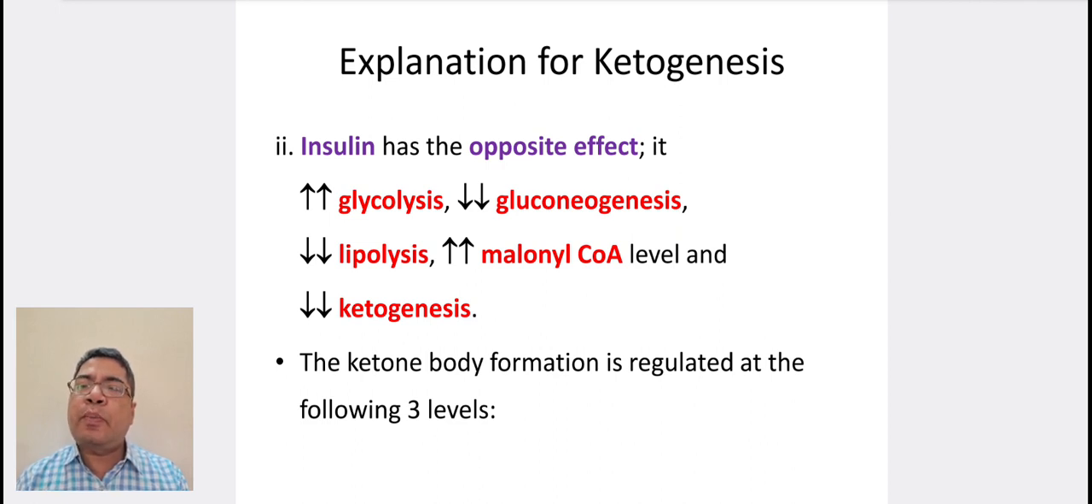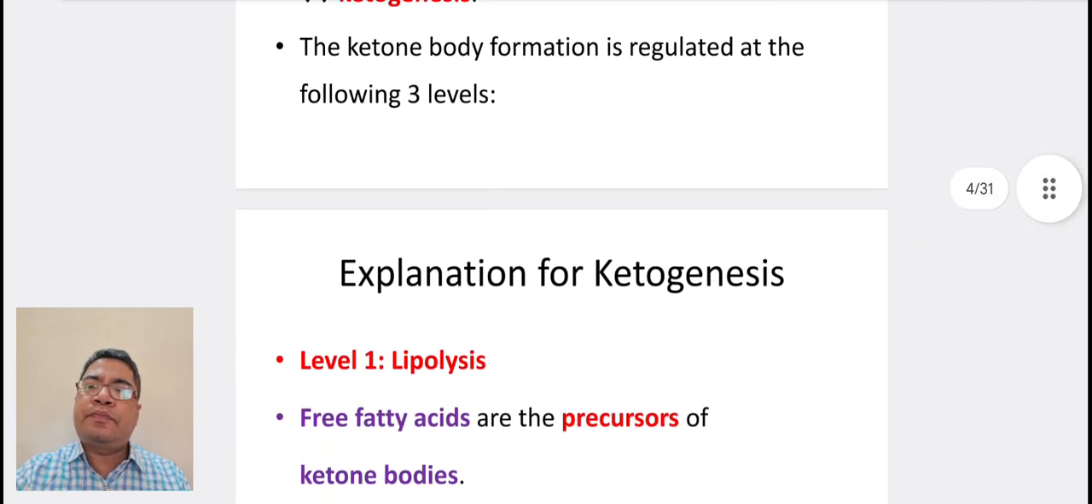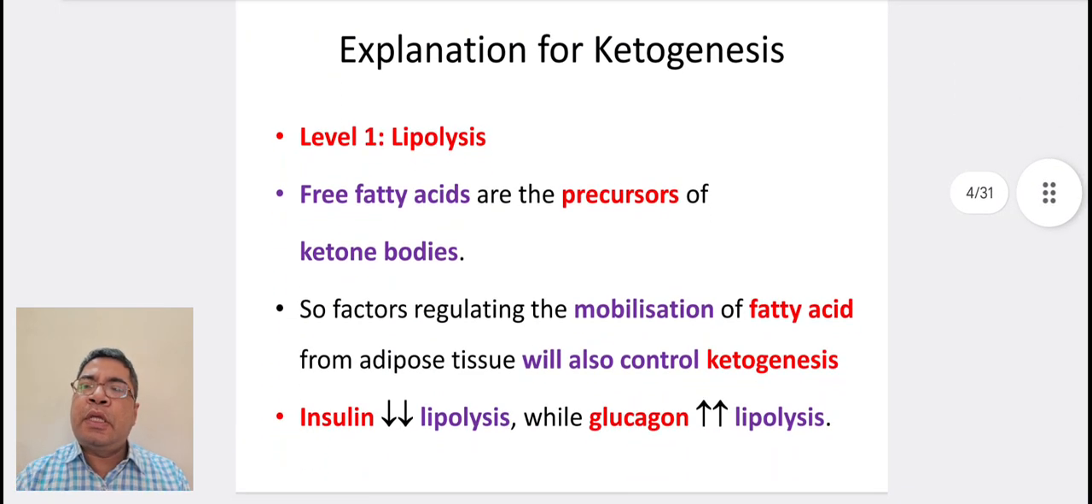The ketone body formation is regulated at the following three levels. Level 1 is lipolysis. Free fatty acids are the precursors of ketone bodies. So factors regulating the mobilization of fatty acid from the adipose tissue will also control the ketogenesis. Insulin decreases lipolysis, whereas glucagon increases lipolysis.